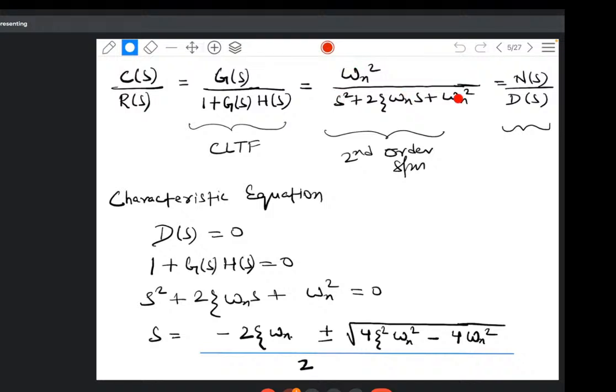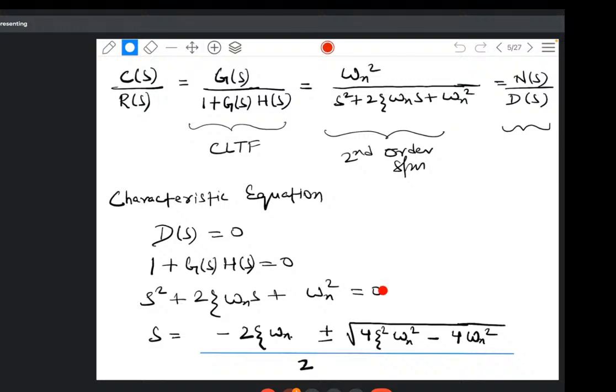So this will be your characteristic polynomial, and this equal to 0 will be your characteristic equation. My characteristic equation will be 1 plus G(s)H(s) equal to 0, which is nothing but s square plus 2 zeta omega n s plus omega n square equal to 0. For closed loop transfer function, always remember the characteristic equation comes like 1 plus G(s)H(s) equal to 0, because we consider negative feedback by default.